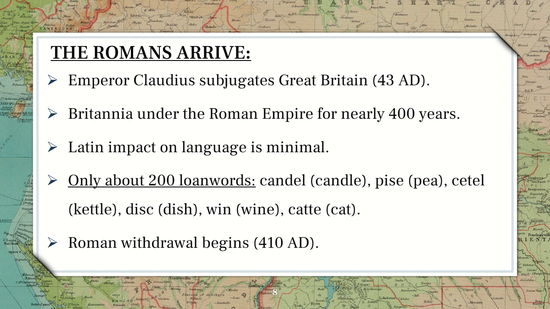Now, the Romans actually arrived in Britain around 55 BC with Caesar. However, his conquest was not a success and he had to retreat. It was nearly 100 years later that under Emperor Claudius, Great Britain was finally subjugated in 43 AD, and it remained the province of Britannia under the Roman Empire for nearly 400 years.